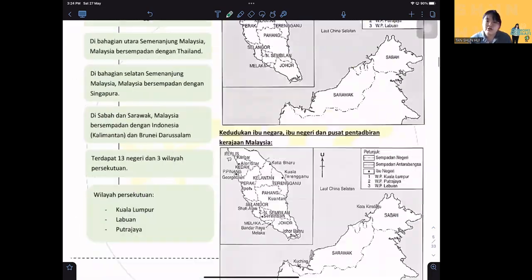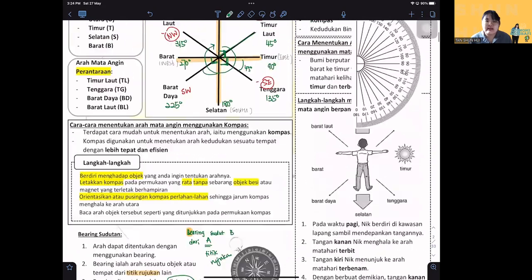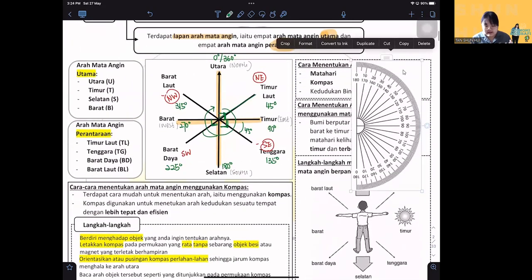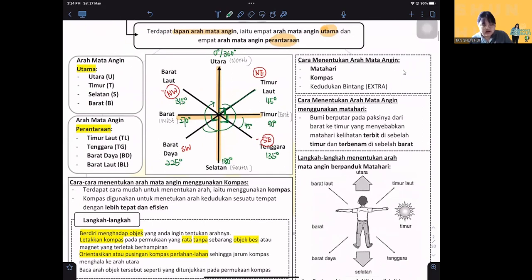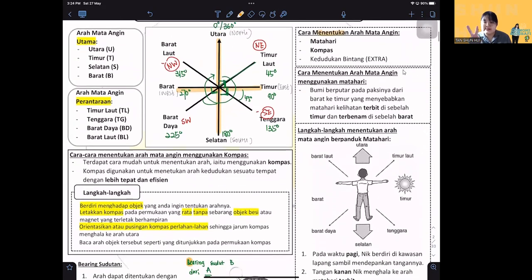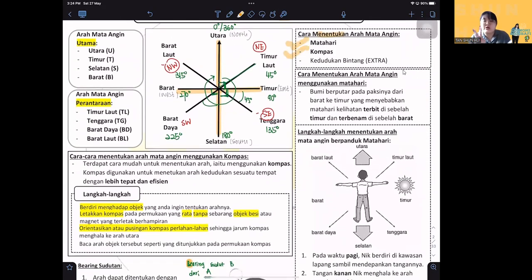Now, actually, in your chapter one, other than bearing and sudut, other than the arah, you actually learn how to determine the arah. Cara menentu arah. We have two ways in your textbook: use the matahari, use the compass. Now, how to use the matahari? First of all, you need to know where is our matahari. Matahari will terbit di timur, terbenam di barat. What do you mean terbit di timur? They will rise at the east. They will fall from the barat.